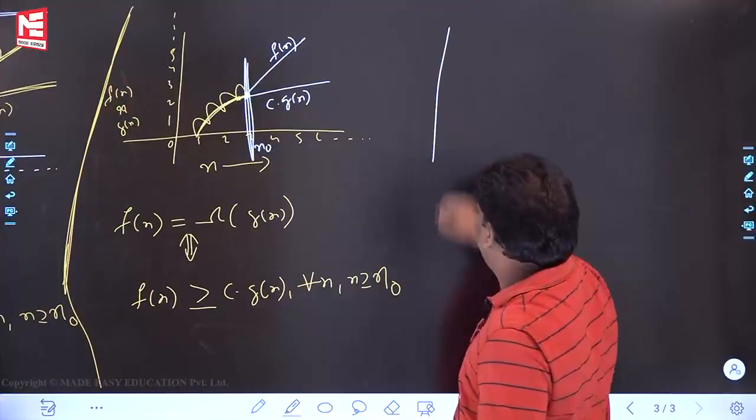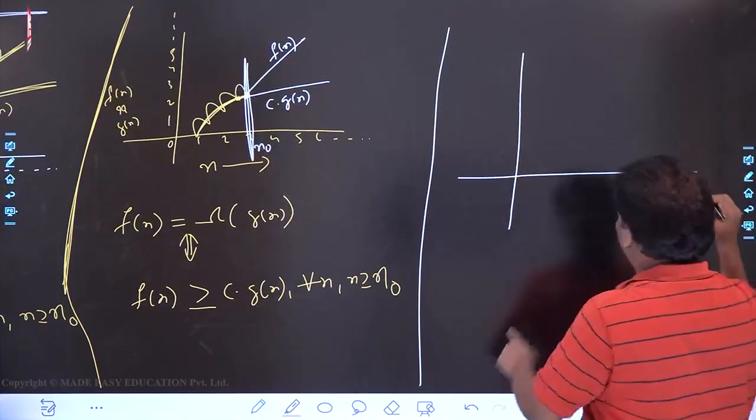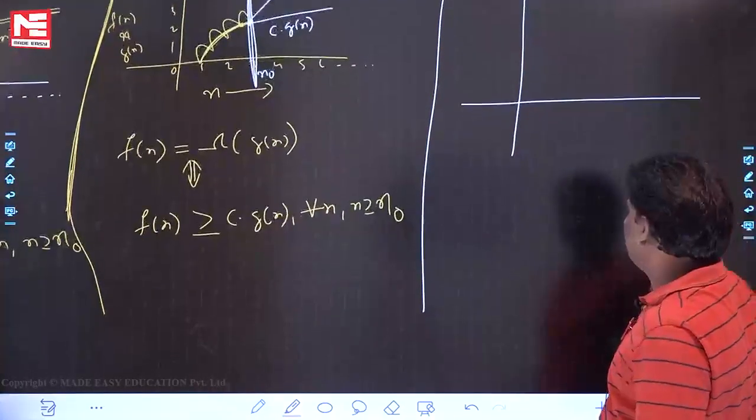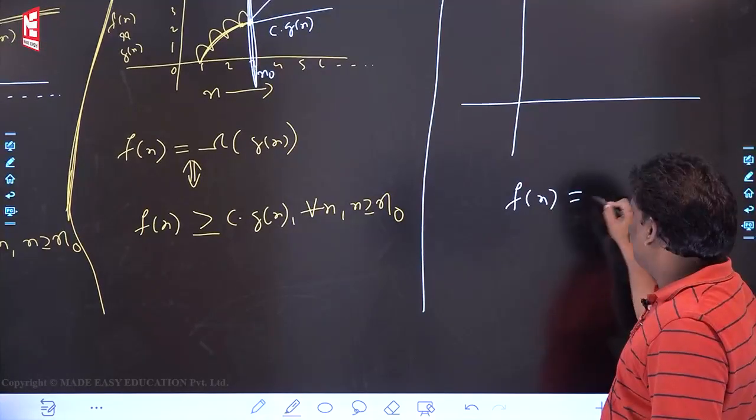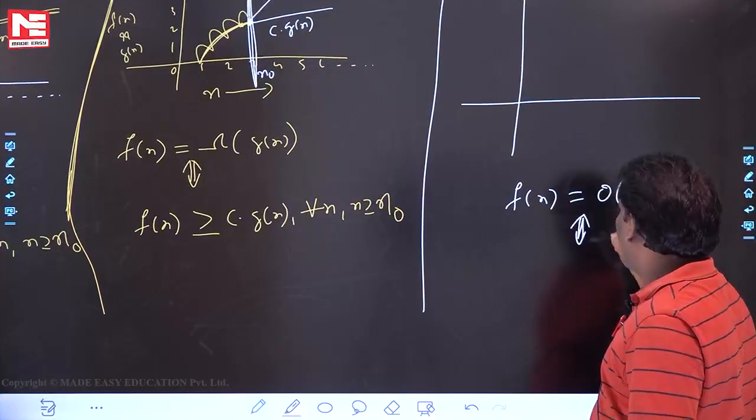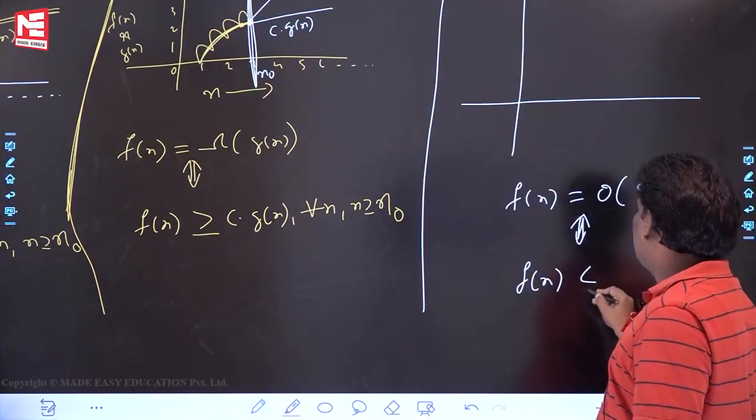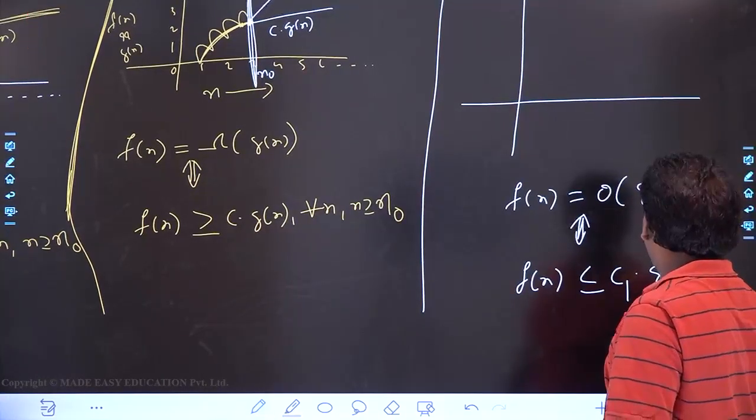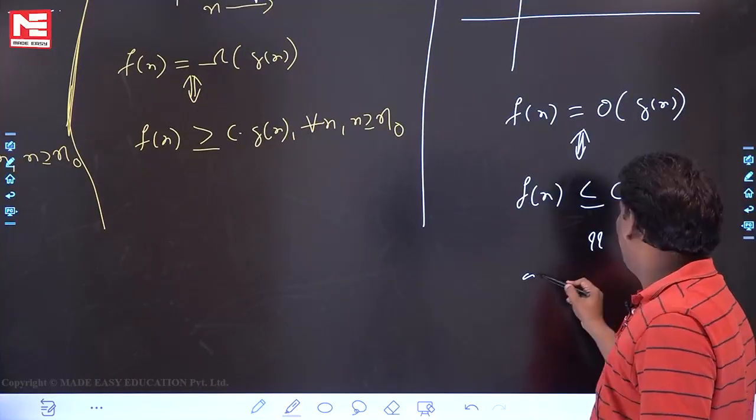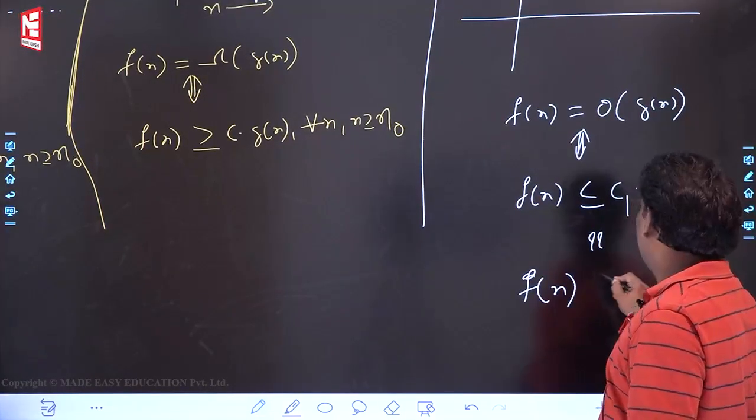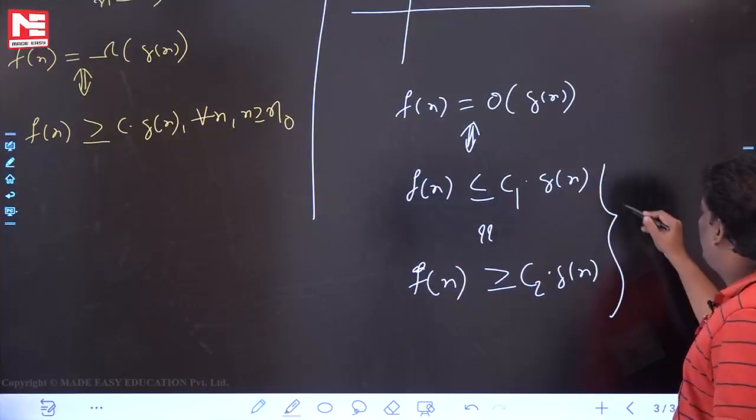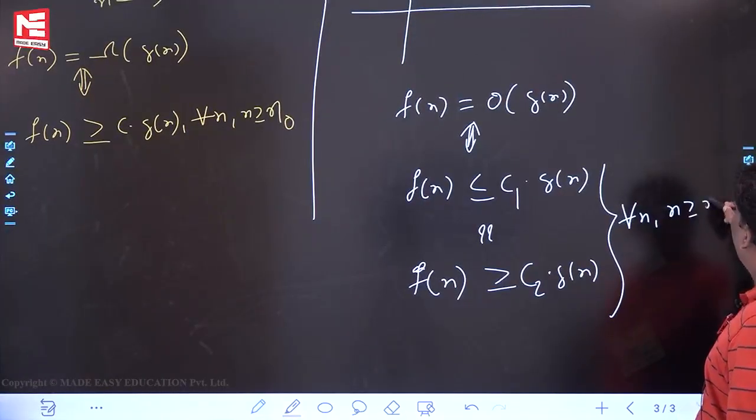Can you say what theta is? See the theta diagram. F of n is equal to theta of g of n if and only if, first, f of n is less than or equal to some c1 into g of n, and one more thing, just listen: f of n is greater than or equal to some c2 into g of n, for all n where n is greater than or equal to n0.